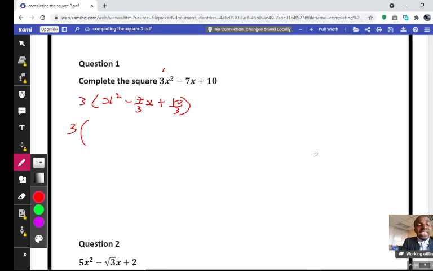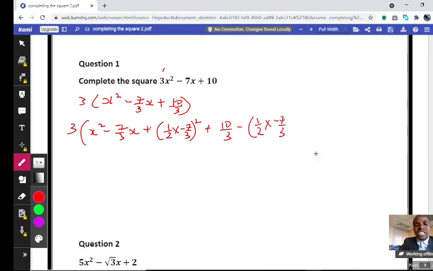Now this one is the same as the one in part 1. You say x squared minus 7 over 3 x. Then to this, you add half the coefficient of x, which is half of minus 7 over 3, squared. Then on the 10 over 3, you subtract the same: half times minus 7 over 3, squared. Close the big bracket. Please take note of that big bracket.